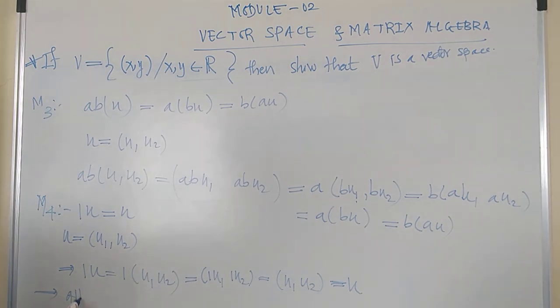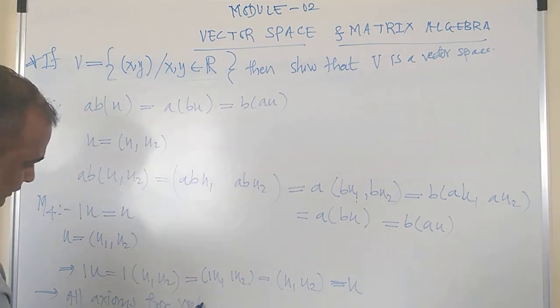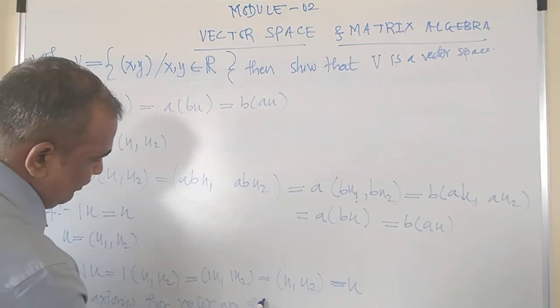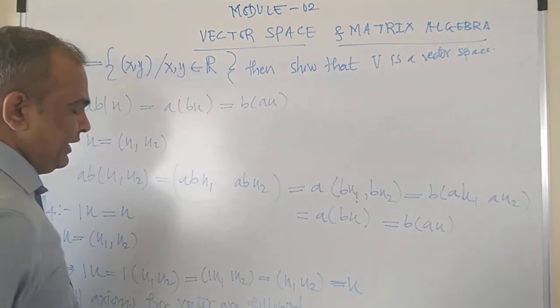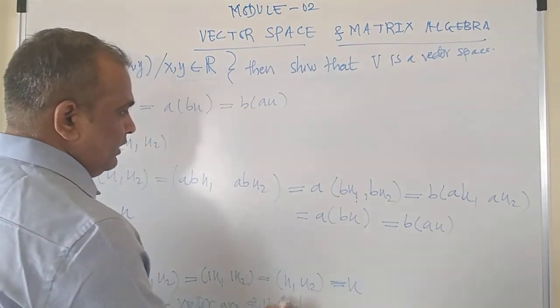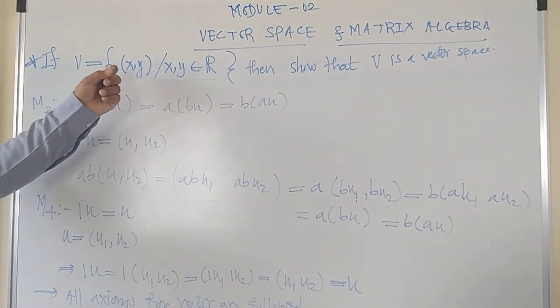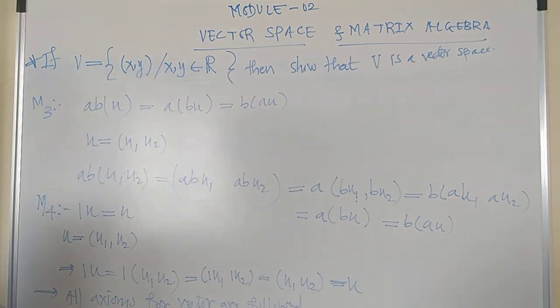and ultimately finally I can say all axioms for vectors are followed, are satisfied, and therefore the given set of elements x and y is said to be a vector space V, and hence V is a vector space. Hope you have understood this definition of a vector space, all the axioms of the vector space, properties of the vector space.